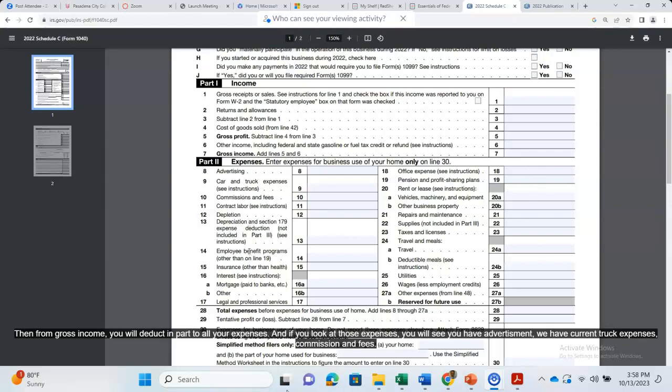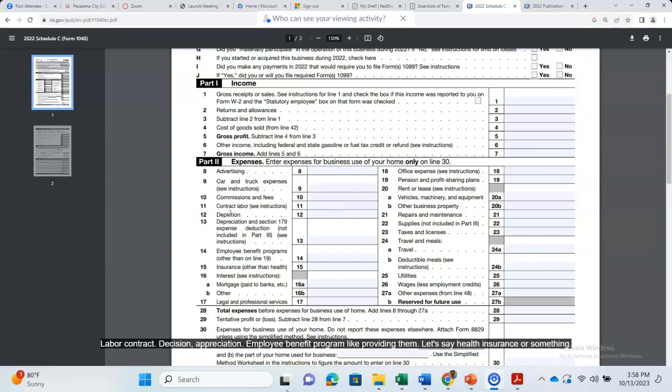If you look at those expenses, you will see we have advertisement, car and truck expenses, commissions and fees, contract labor, depreciation, and employee benefit programs, like providing them, let's say, health insurance or something. Then insurance, like liability insurance, not health insurance. Where does the health insurance go? Anyone? Health insurance. We covered that at least 3 times.